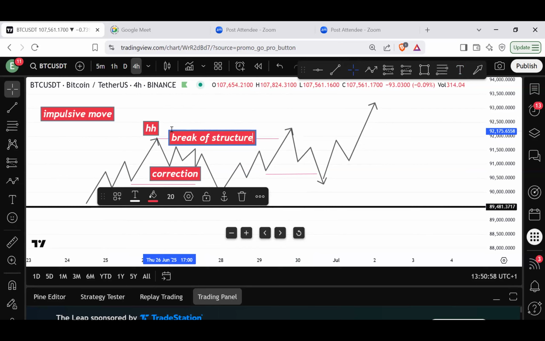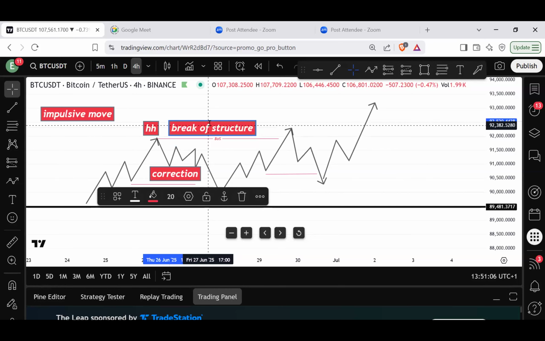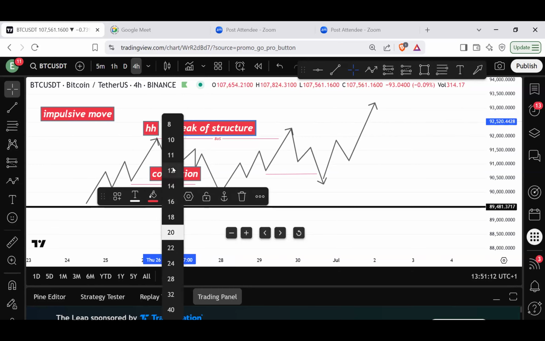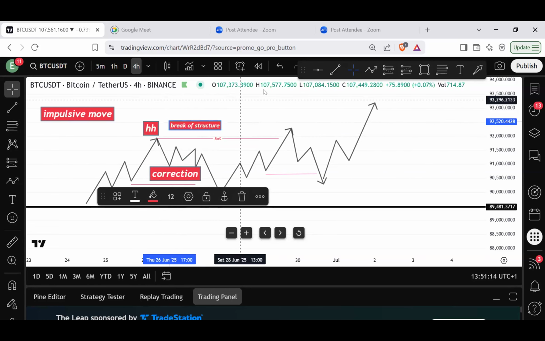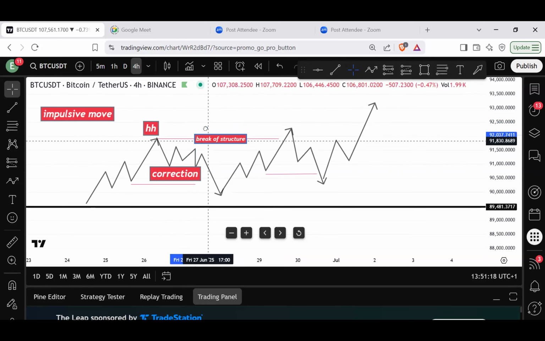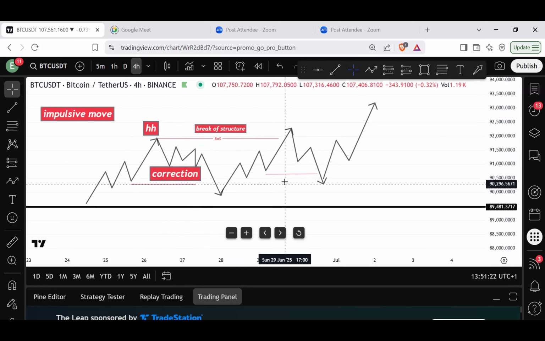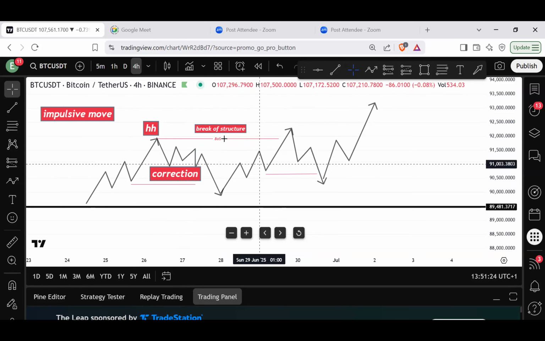The first break of structure we talked about was based on the candle level, right? So this is based on the structure level. We use BOS as the abbreviation, but you can write it out if you want.